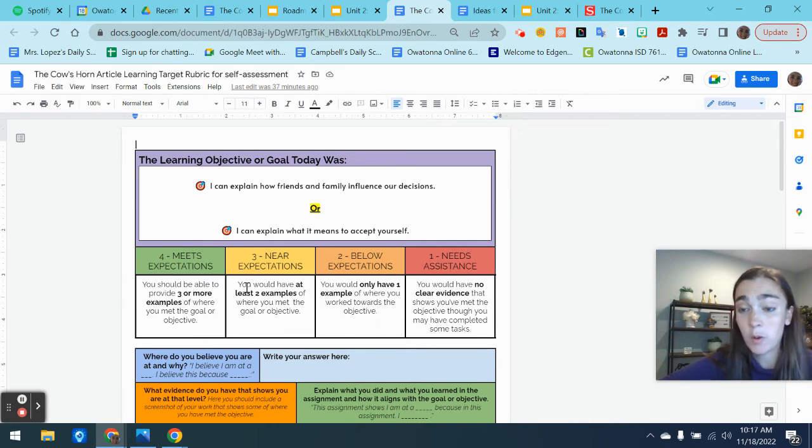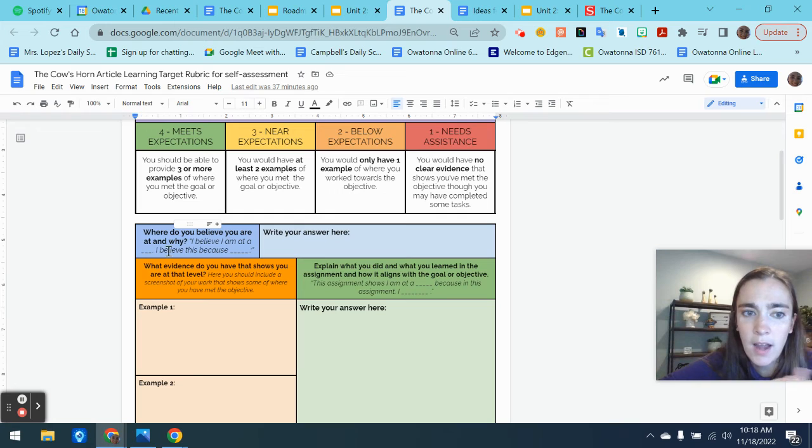If you think you're going after a 4, you need to be able to provide 3 or more examples of where you met the goal or objective in your creative product. You've got to show me at least 3 places, at least 3 really clear, separate details for how you met your objective. A 3 would be at least 2 examples where you met it. A 2 would be you only have 1 example, and a 1 means there's no clear evidence of you answering the question. Then you're going to say where you believe you're at and why.